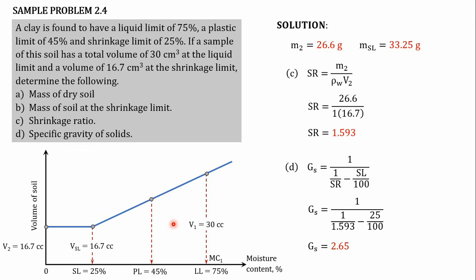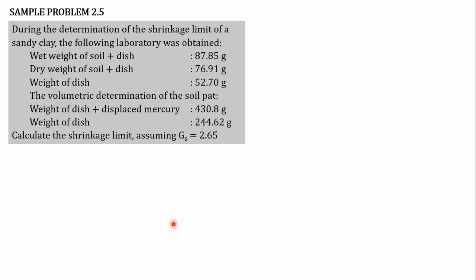Okay? So, last problem tayo, no? Okay? So, sample problem 2.5. During the determination of the shrinkage limit of a sandy clay, the following laboratory data was obtained. Weight of wet soil plus dish is equal to 87.85 grams. Dry weight of soil plus dish is equal to 76.91 grams. Weight ng dish is equal to 52.7 grams.